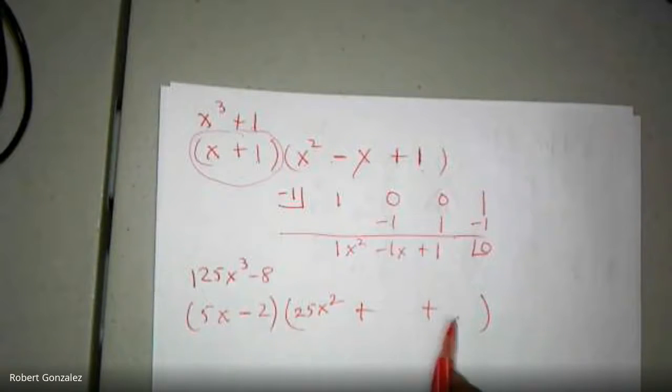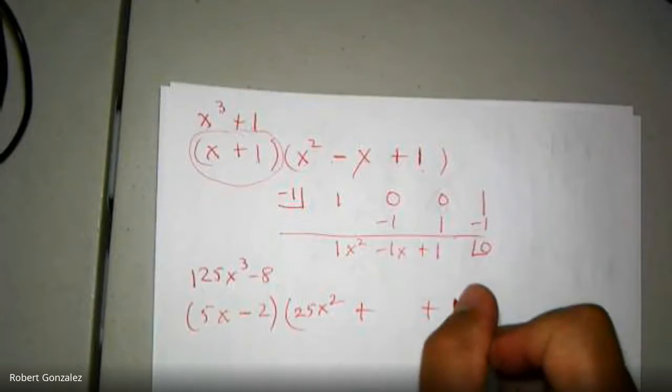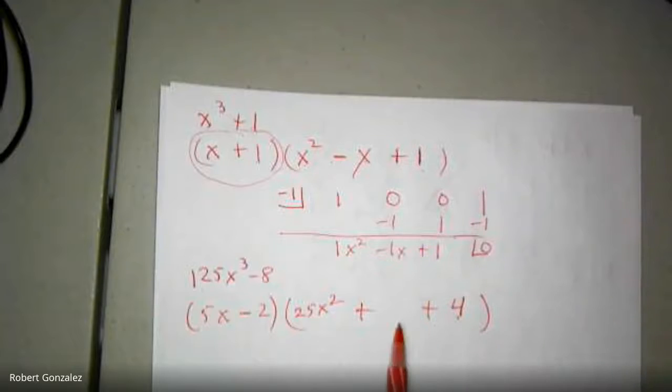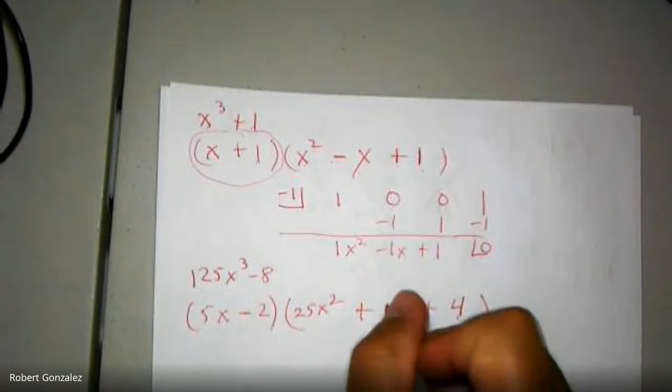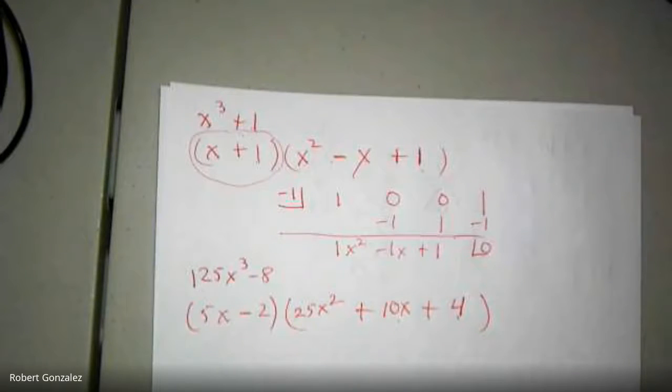Negative 2 times what equals negative 8? 4. I saw someone hold their hands up. And to get the middle term, you just multiply each of these without worrying about the sign. 2 times 5x is 10x. Done.